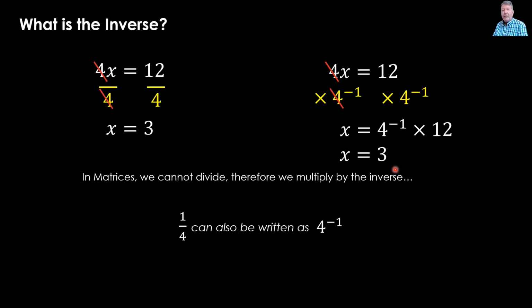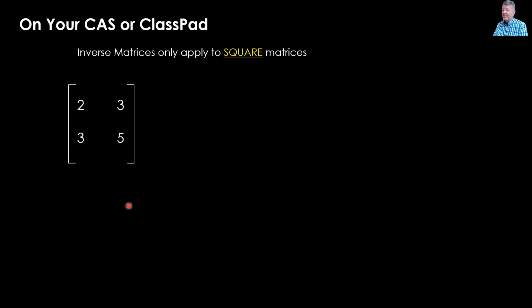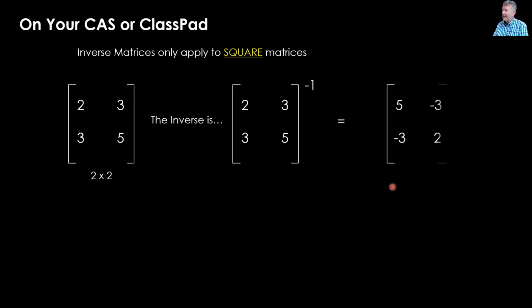Great. On your ClassPad or your CAS calculator, really easy. All you need to do is type what you see. So one thing to remember though, inverses only apply to square matrices. Have to remember that. So let's have a look at this one. This is a square. 2 rows, 2 columns, that's a 2 by 2, so that's square. So if we needed to find our inverse on our calculator, all we would need to type in is the matrix to the power of -1, type it in, enter, equals this.